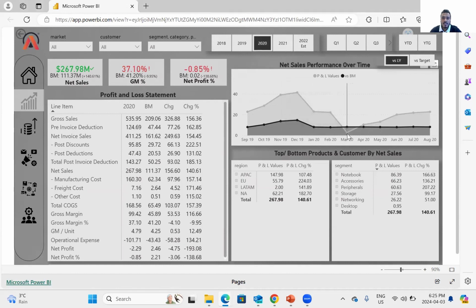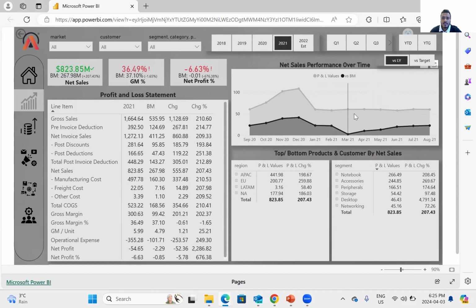As you can see in 2020, the benchmark was their target, basically their last benchmark, and they dipped in March. They can see that it was the COVID year, 2020, so they can analyze that this dip was due to COVID, but after COVID they did well. And in 2021, they were always going above their last year's net sales margin.